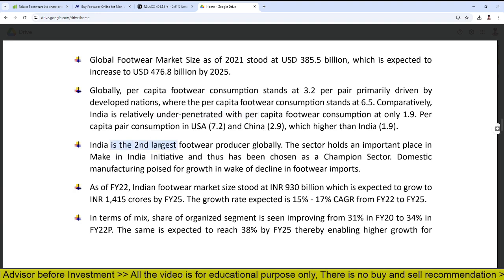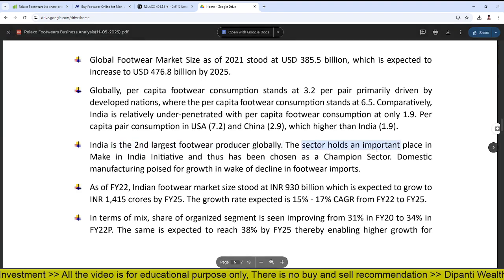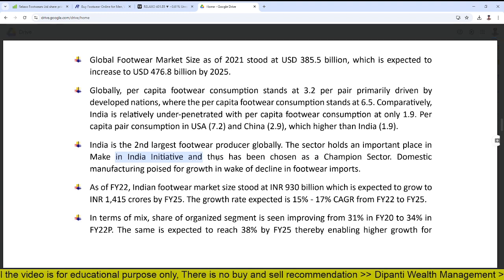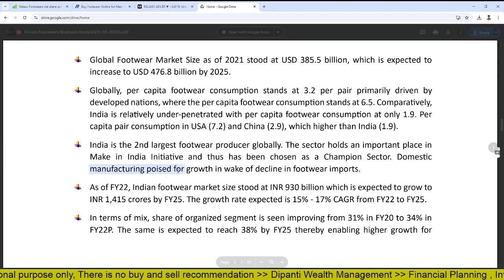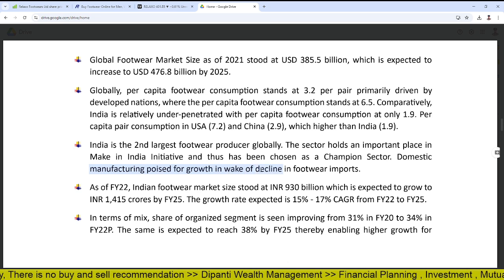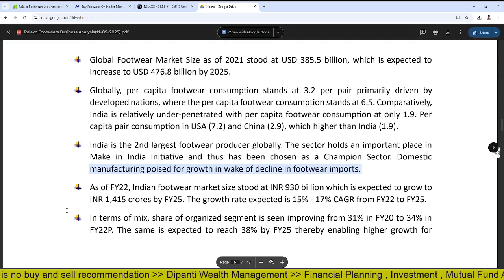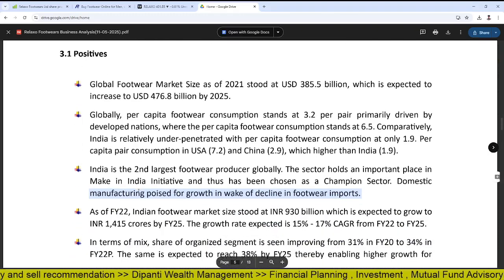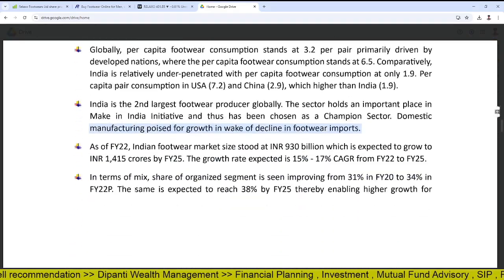India is the second largest footwear producer globally. The sector holds an important place in the Make in India initiative and thus has been chosen as a champion sector. Domestic manufacturing is poised for growth in the wake of a decline in footwear imports. So these are some positive points about the industry overview.